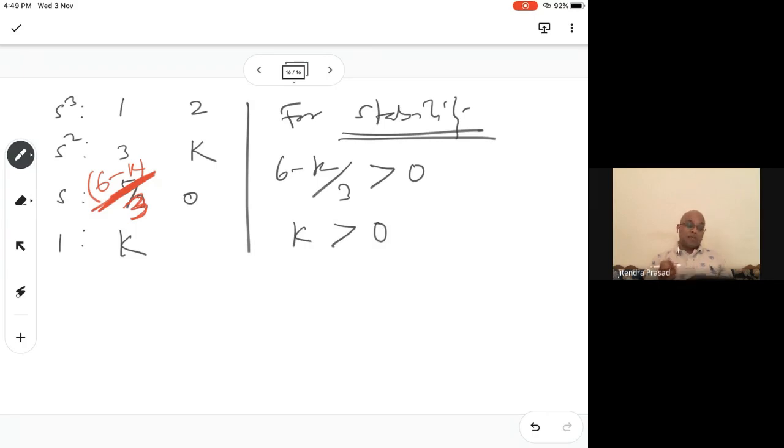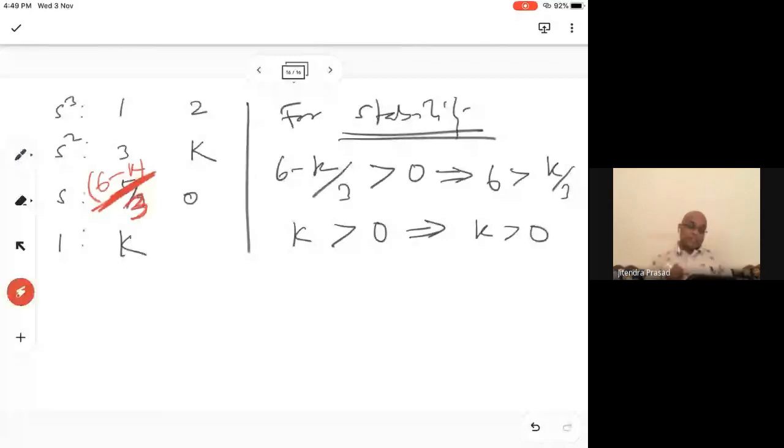So for stability, we want them to be strictly greater than 0. So that really means what? From this one, it tells you 6 is greater than k over 3, and this is k greater than 0, k is greater than 0. And this tells you k is less than 18.